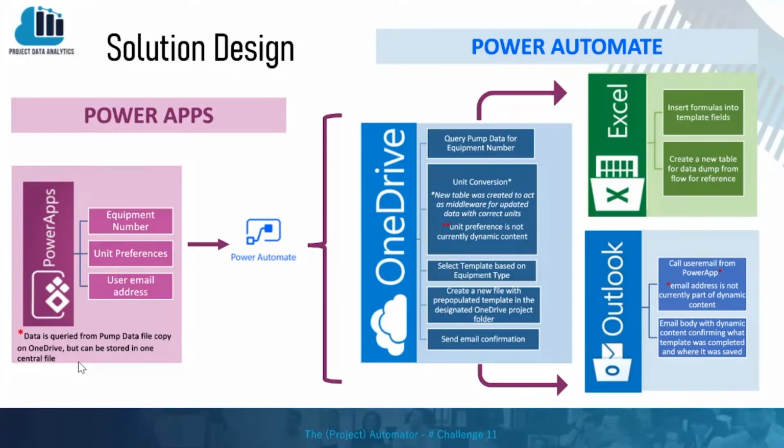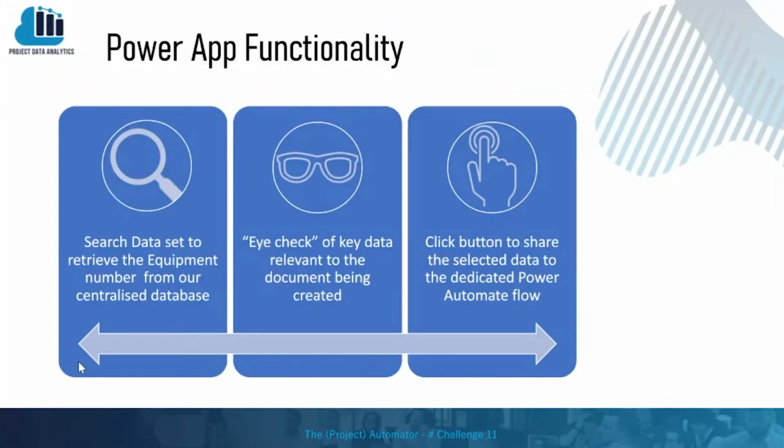And in the Power Automate, we are relying on a number of tables that we query from a OneDrive. We are using equipment number as the primary key, and we are subsequently finding the appropriate template, creating a copy of it in the designated OneDrive project folder, and then sending an email confirming the completion of the same to the requester. For that, we are relying on both Excel and Outlook for the template format and for just the connector for the email sending.